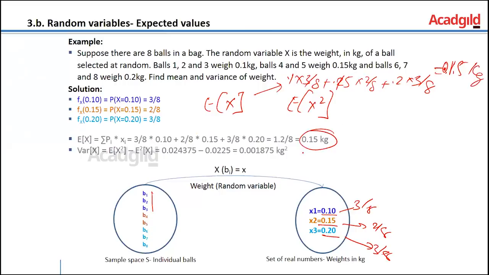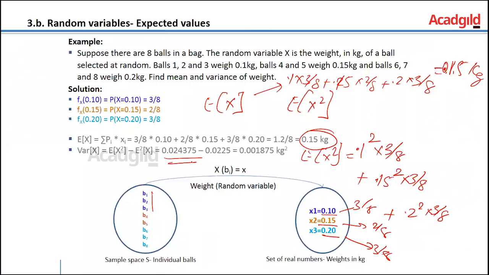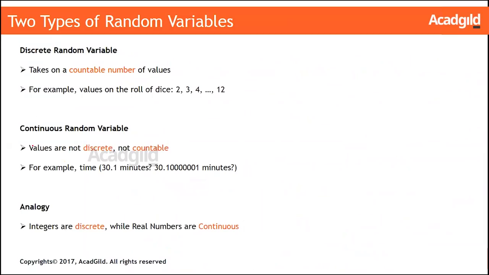The expected value is 0.15 kg. And what is the expected value of x square? It will be the random variable square times the probability of getting it, summed over all the possible values of the random variable, plus 0.2 square into 3/8, which when you solve comes to this value, 0.24375. So the variance is this expected value of x square, which we have calculated here, minus the square of the expected value of x. Expected value of x is 0.15, the square of that is 0.0225, which comes to 0.001875 kilogram square.